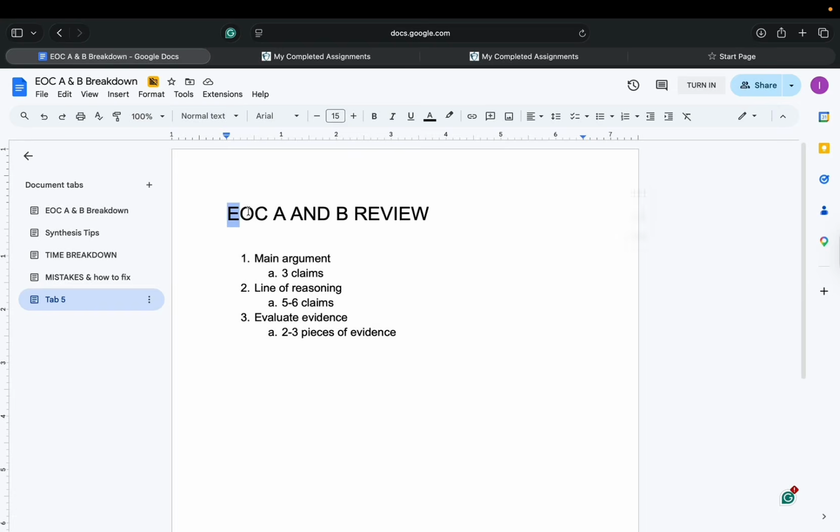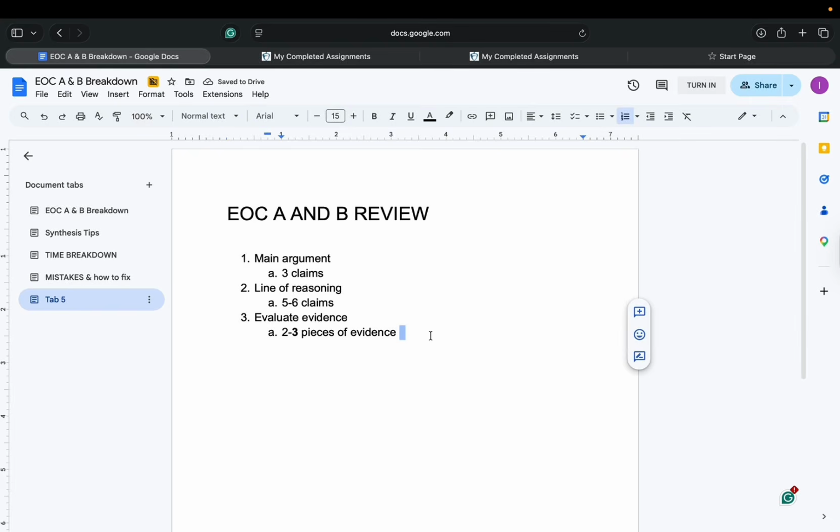So I will first look at EOC A, and within EOC A, obviously we have our main argument, which is 3 claims, our line of reasoning, which consists of 5 to 6 major claims, and then finally you have to evaluate evidence for row 3, and it typically requires 2 to 3 pieces of evidence, but on the day of the exam, it's heavily recommended that you do 3 pieces of evidence, so keep that in mind.